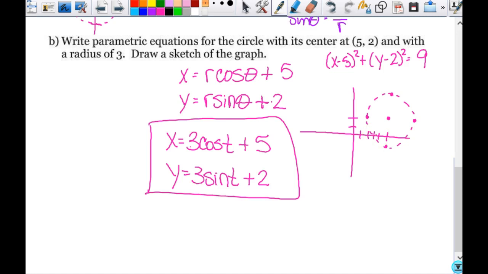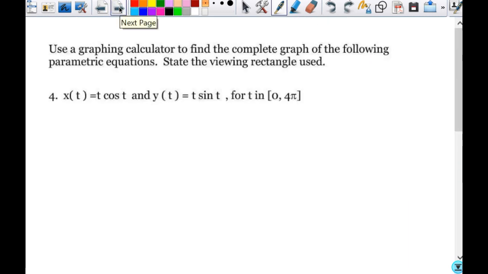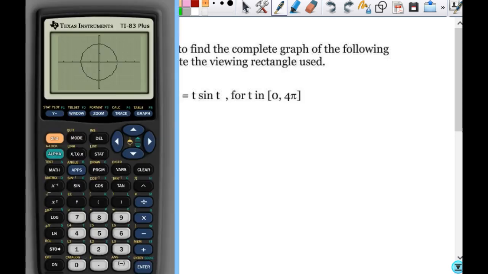It says, use the graphing calculator to find a complete graph of the following parametric equations. And so it gives them to me. I'm typing it in, right? So we're going to go to y equals. I'm going to clear out what's there. I'm going to type in t cosine t and t sine t.